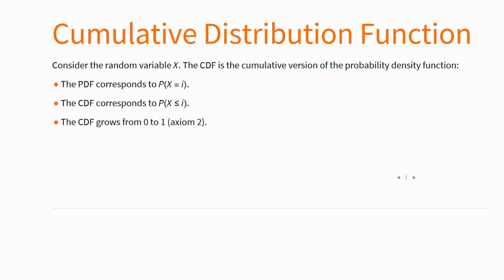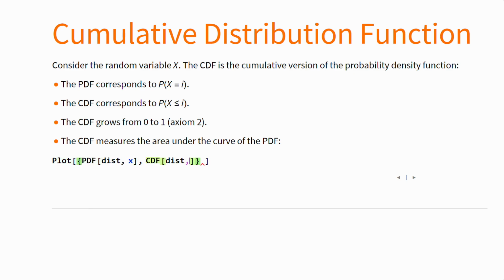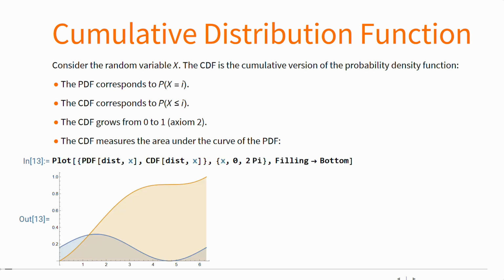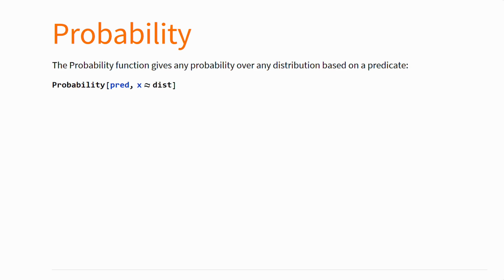The axioms imply the CDF monotonically increases from 0 to 1, and it can be seen as the function of the area under the curve of the PDF. Plotting it, you can indeed see that most of the probability is between 0 and 3. Now that we have random variables, it'd be nice to actually get back to what we actually wanted: probability. That's easy. Use the probability function to give any probability over the distribution based on the predicate.